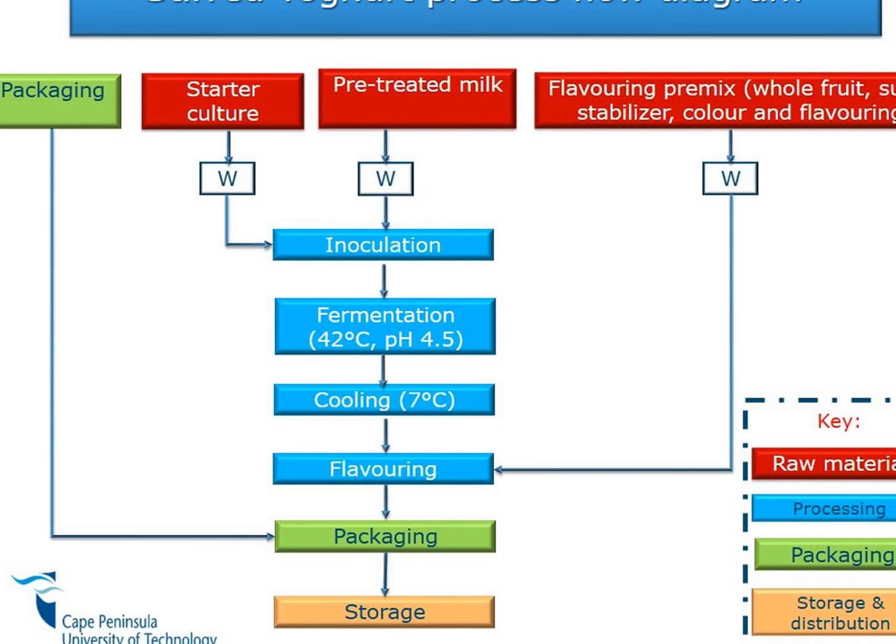So if you look at the key that I have here, my raw materials are this color, processing blue, packaging green, storage and distribution. So you can see there's a logical flow of information, right, of the processing steps.